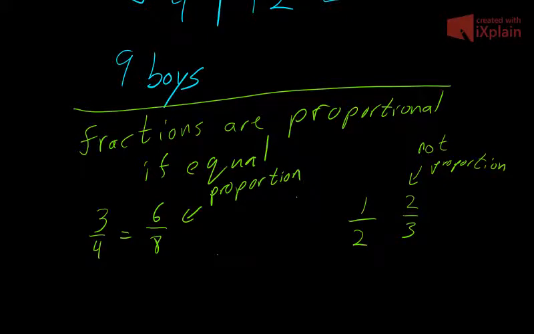So if I have 3/4, that is equal to 6 over 8, so that is a proportion. If I do like 1/2 and 2/3, they are not equal, so they are not proportional. That should be the last thing you need to know. Just check if they're equal. If they are, it's a proportion. If not, you're good to go.